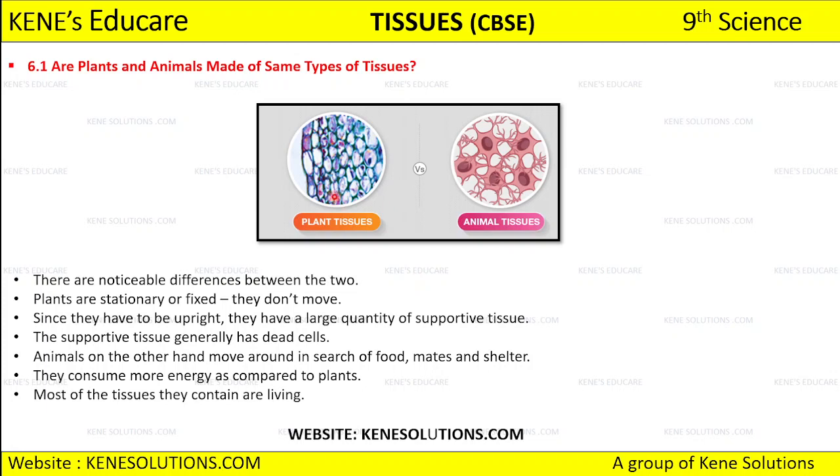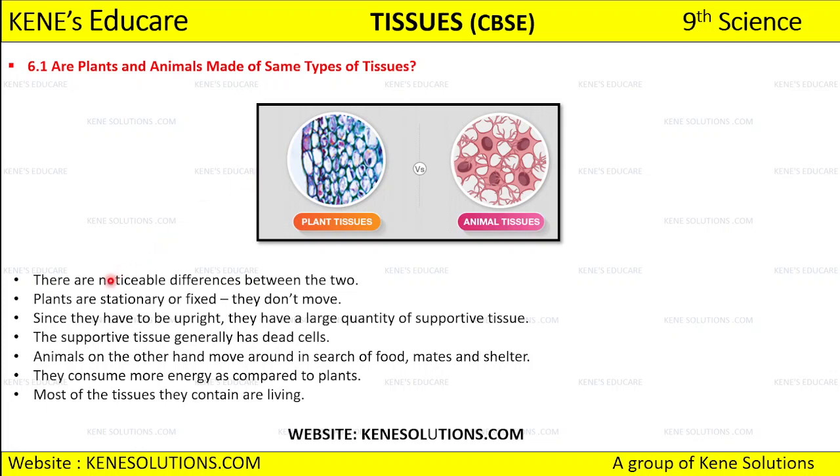Now this is the plant tissue which has been shown, and this is the animal tissue which has been shown. What the question is, are the plants and animals made of the same type of tissue? These plant and animal tissues, are they made up of the same type of tissue, or are there different types of tissues which are making this animal and plant tissues?